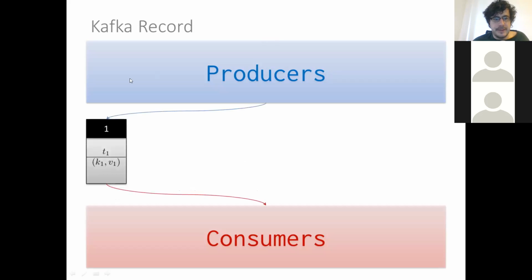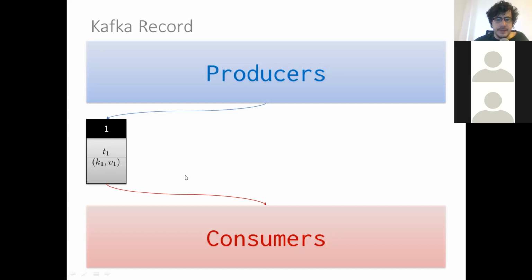So we have the notion of a Kafka record. Essentially what we have is these messages, which consist of 4 elements. These are created by producers in Kafka, and then they will be read by consumers. We have an offset, which is just the order of the message. We have a timestamp, which is the real time at which it was written to Kafka. We have a key and we have a value.